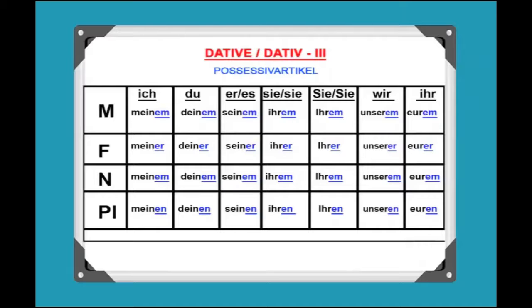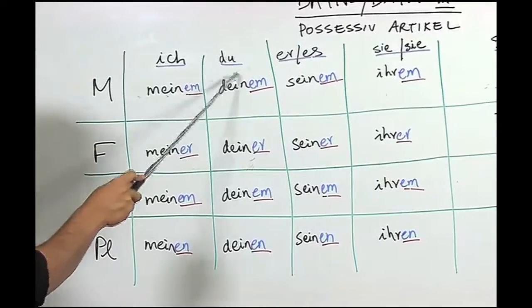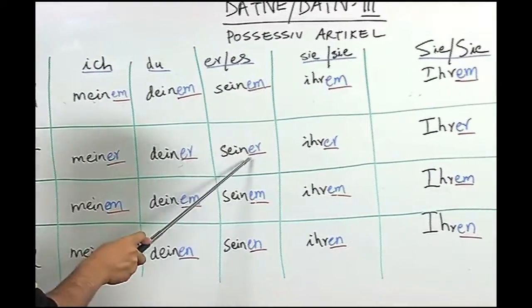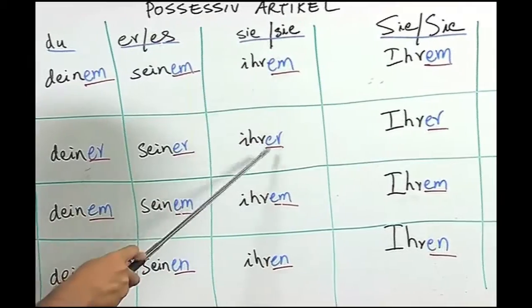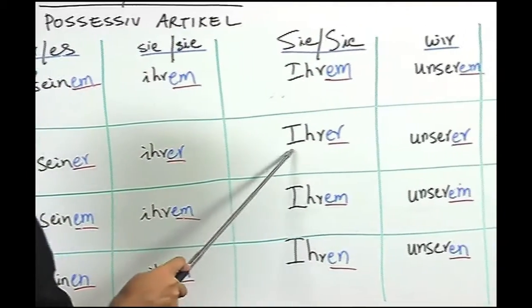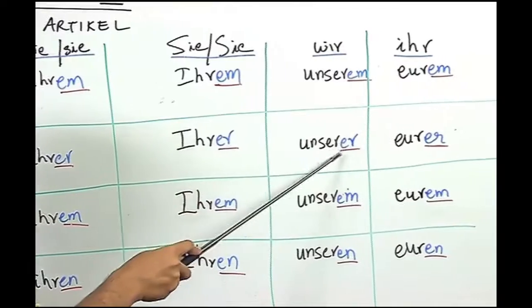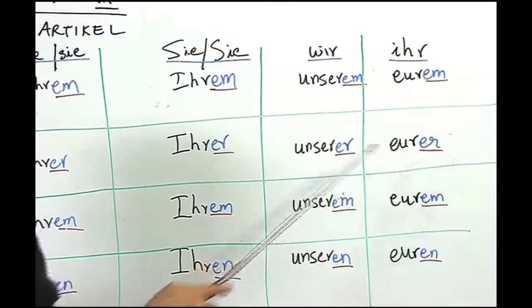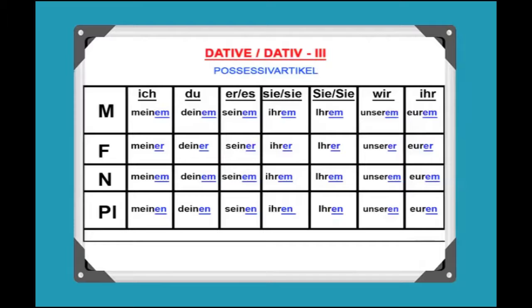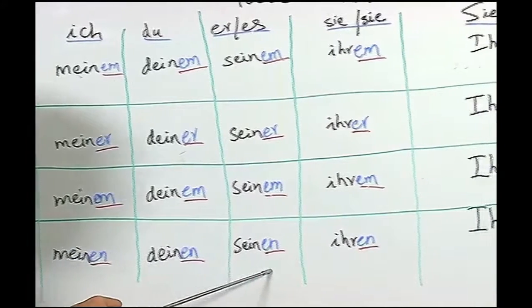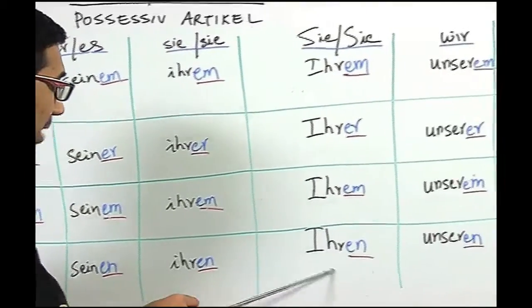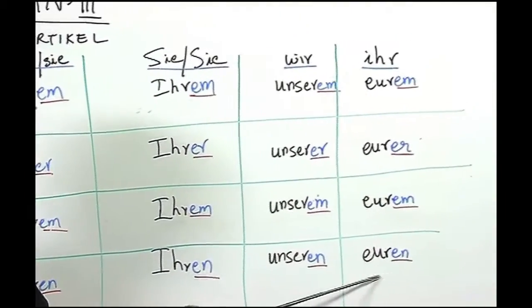Also, for the feminine article, we have the ending er. So, for ich we have meiner, for du deiner, for er and es seiner, for sie ihrer, for Sie Ihrer with capital I, for wir we have unserer, and for ihr also we have eurer. And if you see, for plural we have the ending en, which is common for all the possessive articles. Here, for example, meinen, deinen, seinen, ihren, Ihren with capital I, unseren, euren.